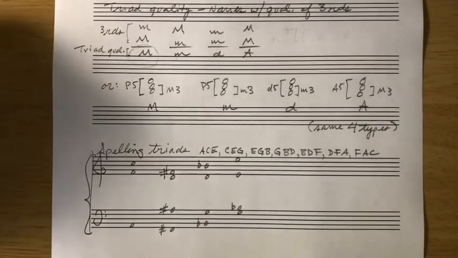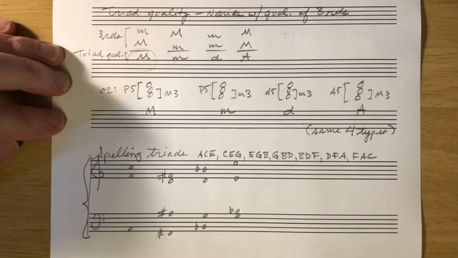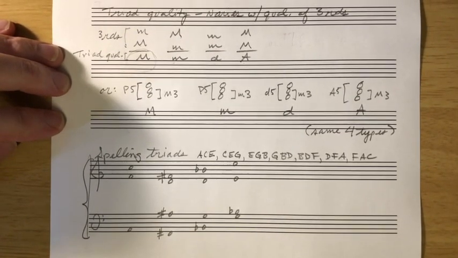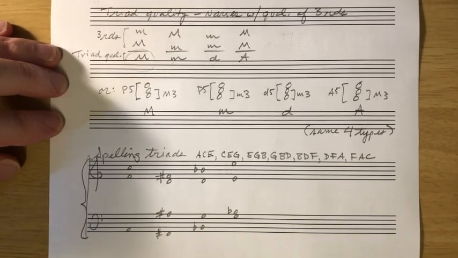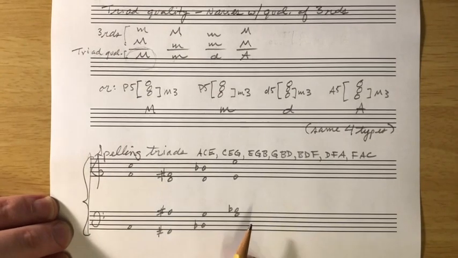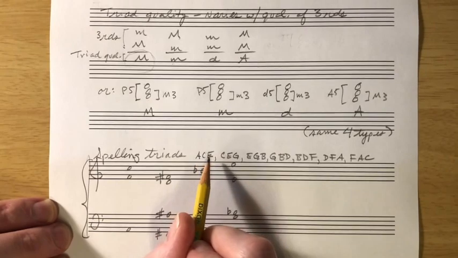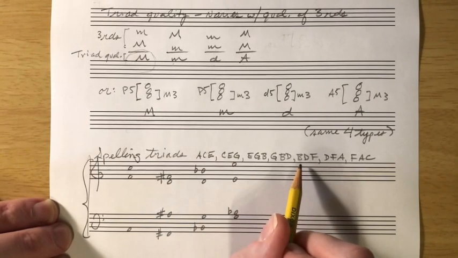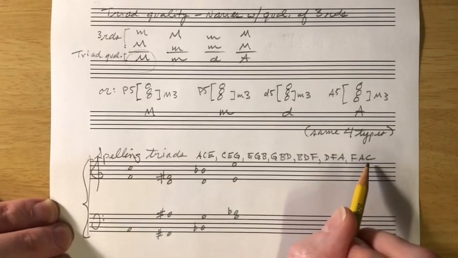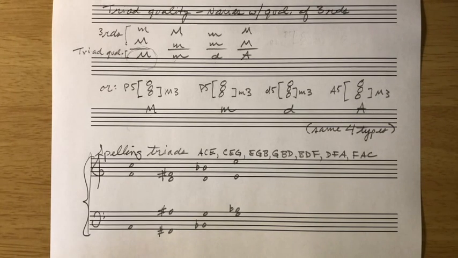Let's do a little exercise in spelling triads, because as I mentioned, they will not always occur in music as a nice little stack of notes. They can be spread out all over the registers. So it's good to have this pattern in mind, and you should memorize this. A, C, E, C, E, G, E, G, B, G, B, D, B, D, F, D, F, A, F, A, C. Each one of those tells you the notes, the letter names that will be in a triad.